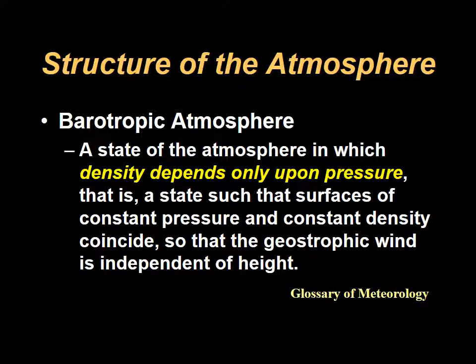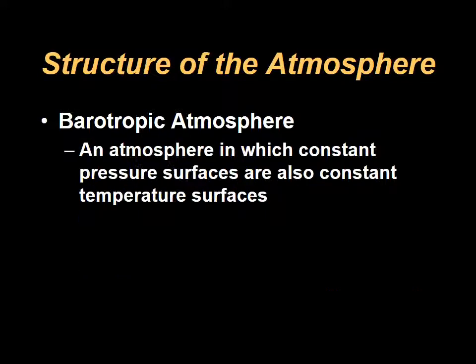A barotropic atmosphere is one where density only depends upon pressure. That means that pressure surfaces are also surfaces of constant density. And what this means is there's no temperature gradient on a constant pressure chart. And if there's no temperature gradient, there's no thermal wind. And that means that there is no geostrophic wind increase. Geostrophic wind is independent of height. So basically what this says is that constant pressure surfaces are also constant temperature surfaces, no temperature gradients.